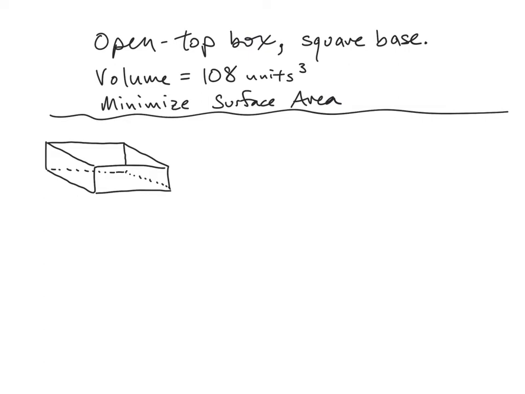So in this drawing over here, how you want to represent this box is having dimensions x and x along the base because it's a square base, and we can use h for the height. We know the volume equation for this box will be x squared, the area of the base, times the height. But we also know that the volume is 108 units cubed. So we can replace the volume with 108.